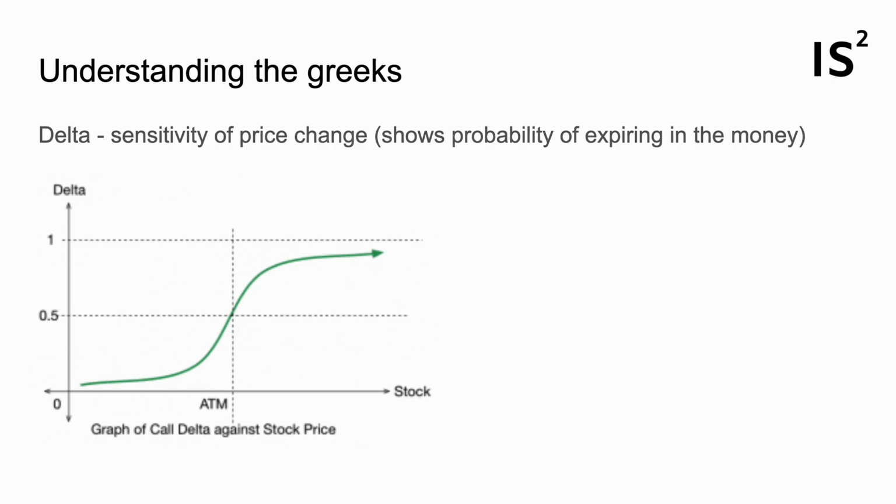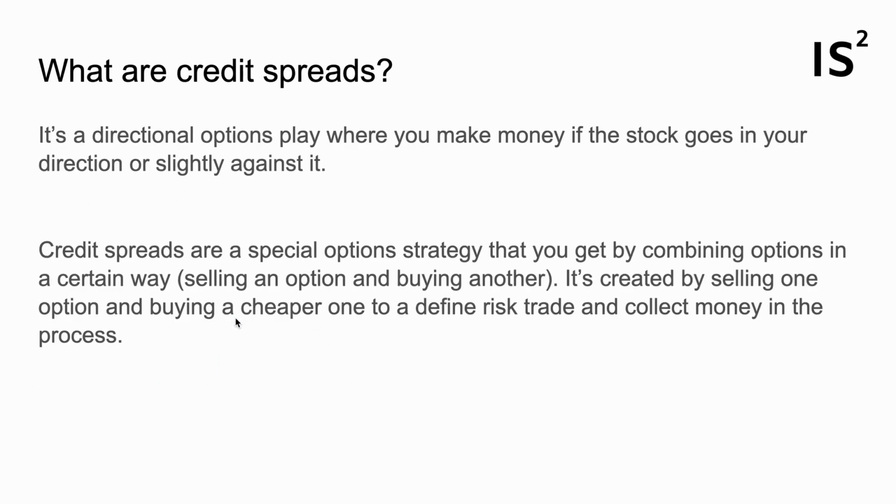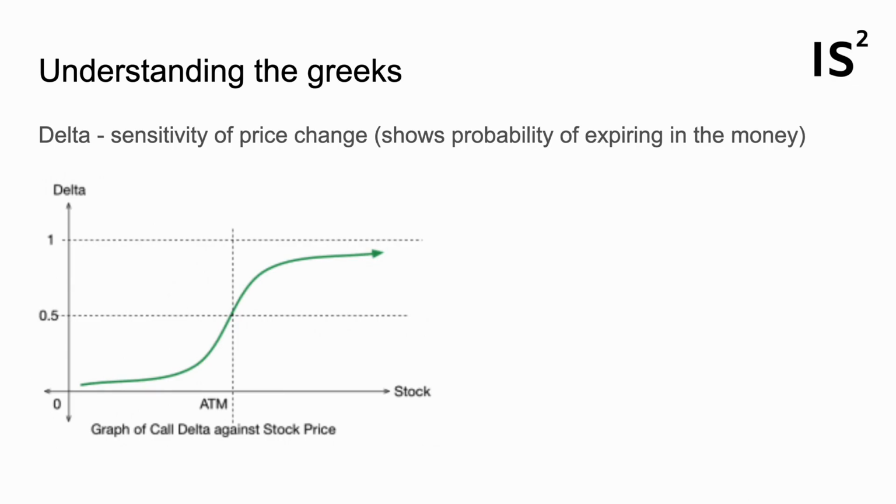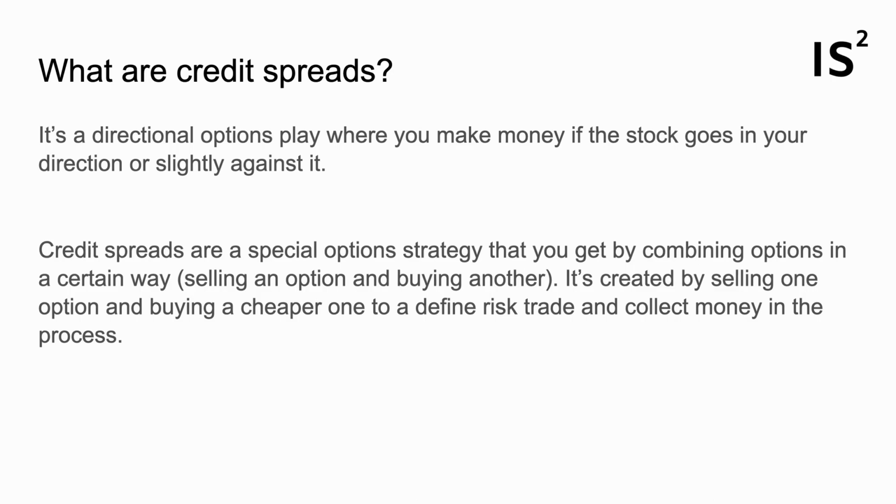Delta is the sensitivity of a price change. So again, if you have a 1 delta, that means if the stock moves $1, the options contract will also move $1. If you have a 0.5 delta, that means if the stock moves $1, the options contract will move 50 cents. But what this also shows is the probability of it expiring in the money. If you have a 0.5 delta, that means there's a 50% chance of the stock expiring in the money. Now again, when you are selling options, you want it to expire out of the money because that is how it becomes worthless.